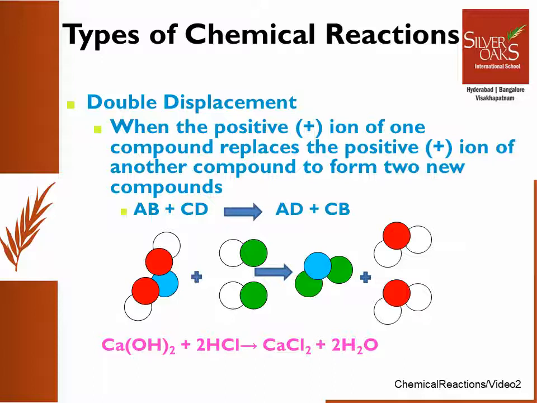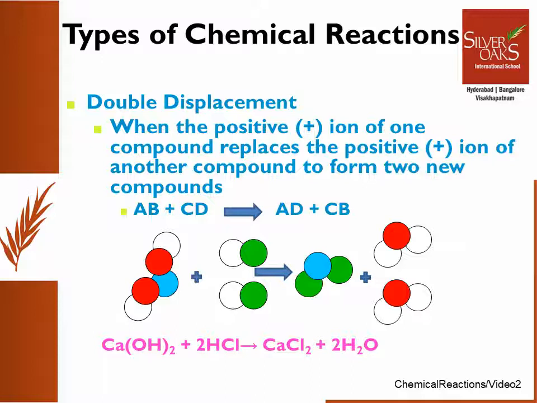Here is an example of double displacement reaction. Calcium hydroxide, when reacted with hydrochloric acid, forms calcium chloride and water. Calcium, the cation part of calcium hydroxide, combines with the chloride part of the acid, forming the salt calcium chloride, and the hydrogen part of the acid, which is the cation, combines with the hydroxide part of the base, forming water. So this is called a neutralization reaction, which is one type of double displacement.